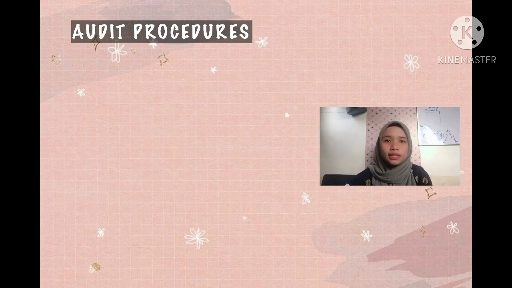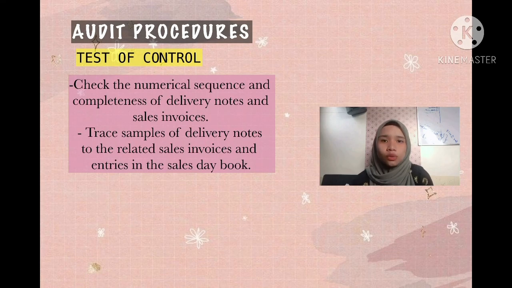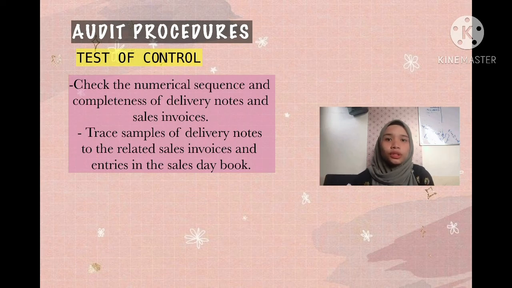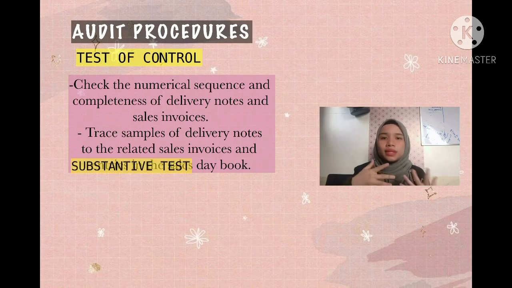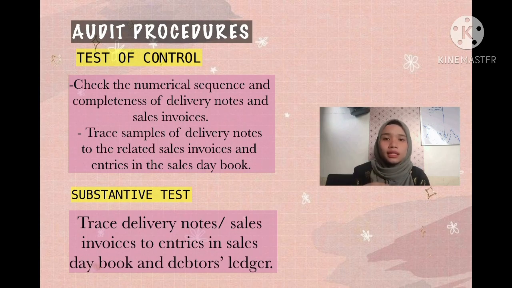So the first one is test of control. The company needs to check the numerical sequence and completeness of delivery notes and also sales invoices. The company also needs to trace a sample of delivery notes to the related sales invoices and entries in the sales day book. The second one is substantive test. The company needs to trace the delivery notes and sales invoices to entries in the sales day book and debtors ledger.